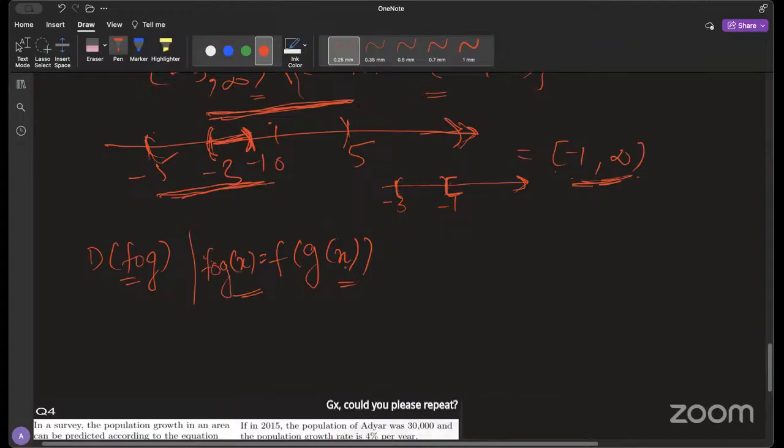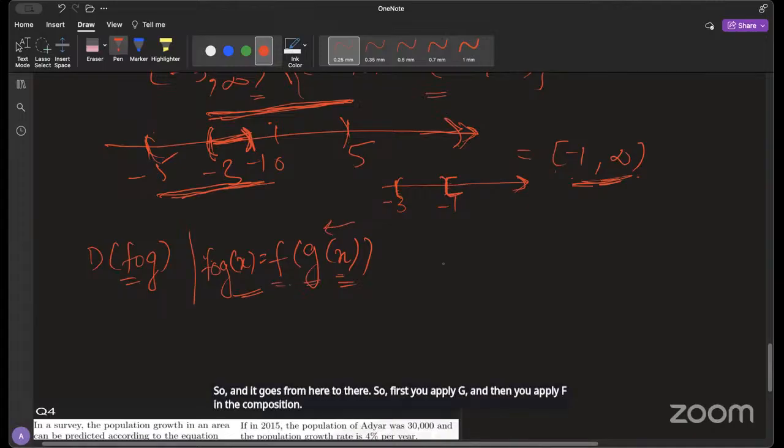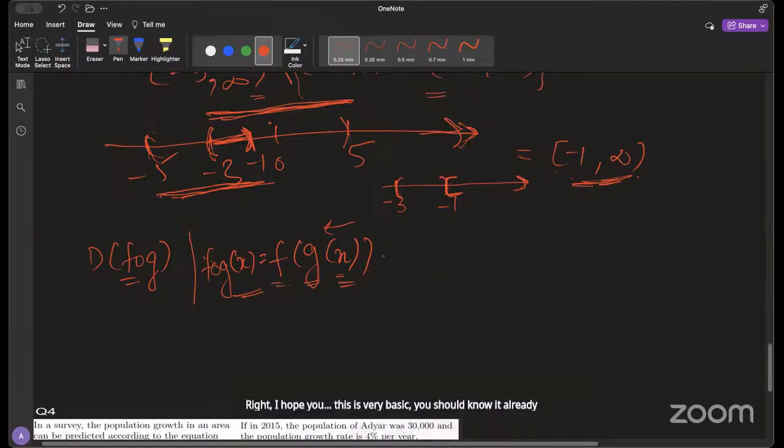This is the same thing, right? And we need to find the domain of this thing. The domain is what you can plug in here, such that this doesn't turn out to be something not defined. That's what we want. We want our function to be defined, right? And it goes from here to here. So first you apply G and then you apply F in the composition, right? I hope this is very basic. You should know it already. You must have done it in your lectures.